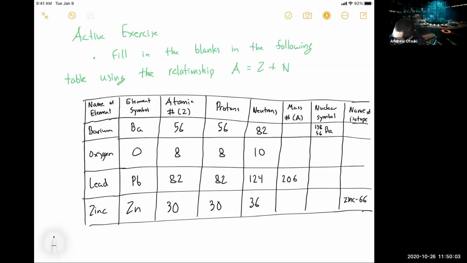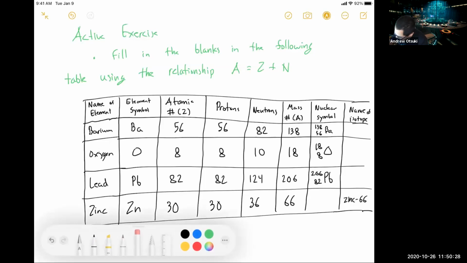Mass number, combined protons and neutrons: 138, 18, so this is oxygen 18, lead 206, and then zinc 66. So here we go. 18 for oxygen, 206, 82 for lead. Let me just erase this a little bit. That looks a little bit messy.